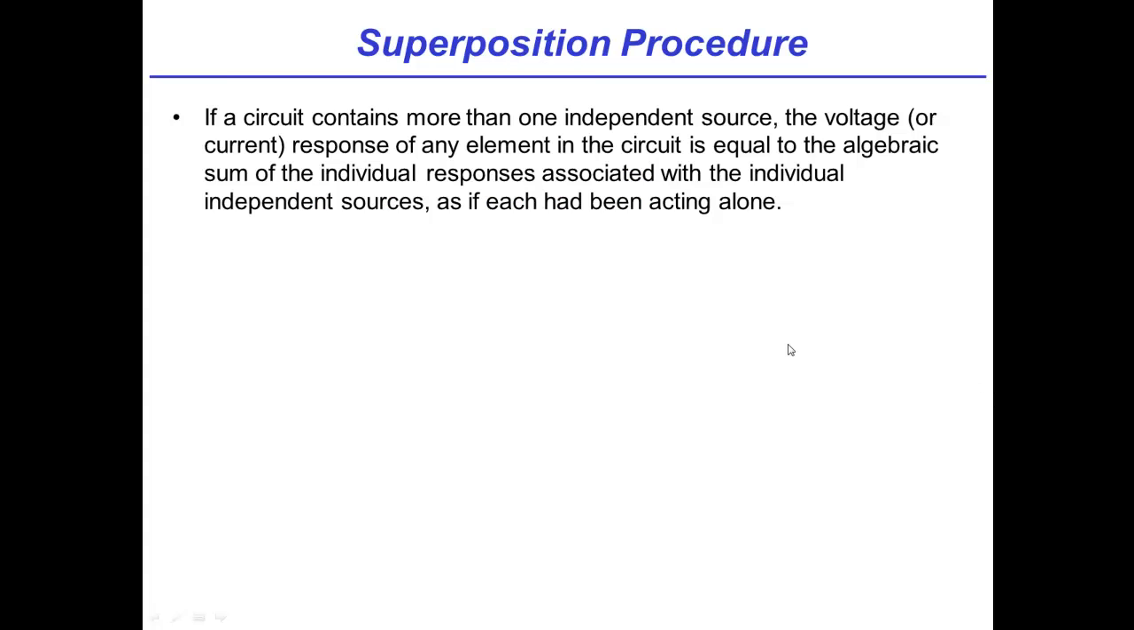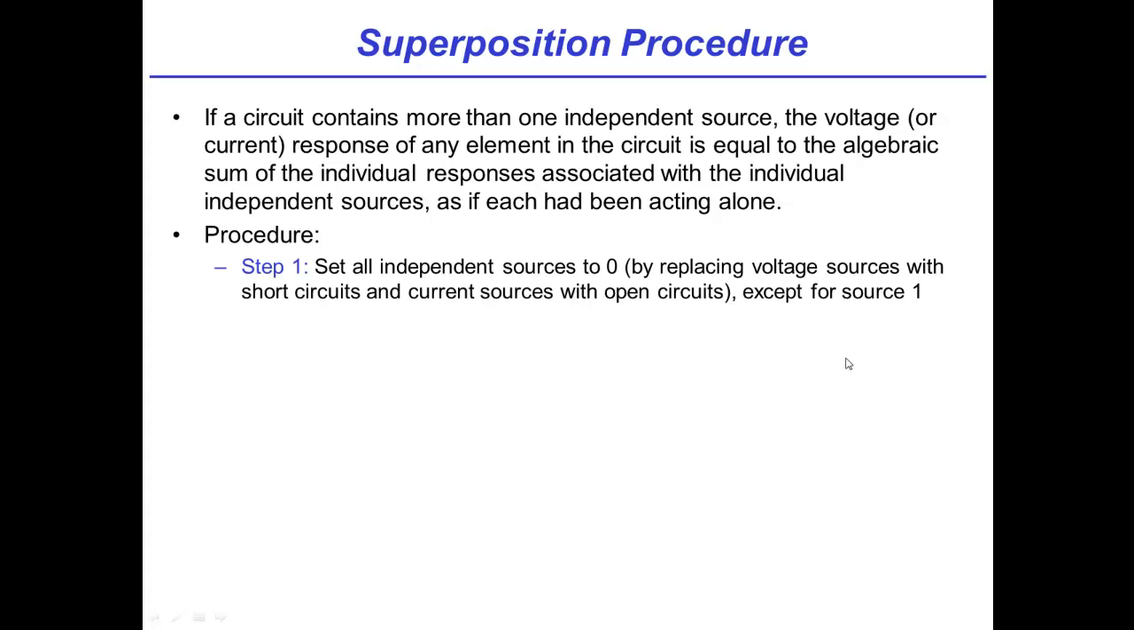So let's lay out a procedure and make it real simple so that we can go through exactly what Vivek just said and try not to make any mistakes. First of all, let's review. If a circuit contains more than one independent source, the voltage or current that's associated with any element in that circuit is equal to the sum of the responses associated with each individual source as if it had been acting alone. So let's go through a procedure for trying to capture that when presented with a circuit.